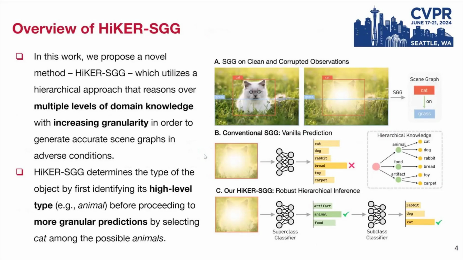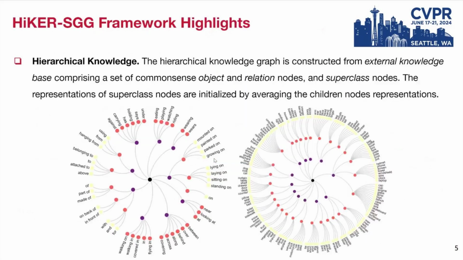We also propose a novel method, HiKER-SGG, which utilizes a hierarchical approach that reasons over multiple levels of domain knowledge with increasing granularity in order to generate accurate scene graphs in adverse conditions. In general, HiKER-SGG determines the type of the object by first identifying its high-level type, e.g. animal, before proceeding to more granular predictions by selecting cat among the possible animals. Now we specifically introduce some highlights of our proposed HiKER-SGG framework.